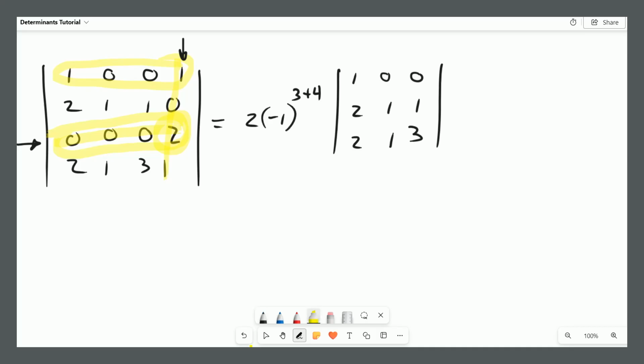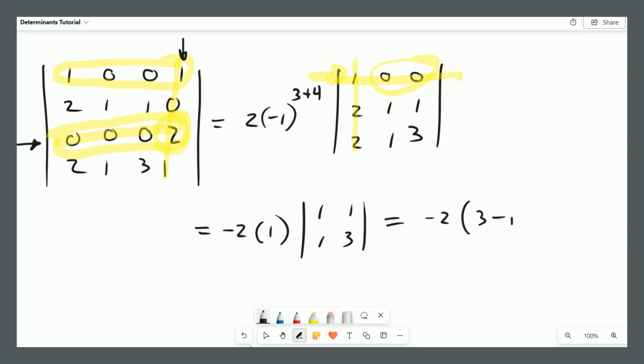Well, easiest to go along this row right here, because we have these zeros, which will make life so much easier, right? So we have, okay, that's 2 times -1, that's just a -2, multiplied by 1 times the determinant of 1, 1, 1, 3, right? Because that's what we get when we cancel out the row and the column of that 1 there. So we have -2 times 3 minus 1, which gives us -2 times 2, which is -4. So that 4 by 4 matrix is not as intimidating as it seems.